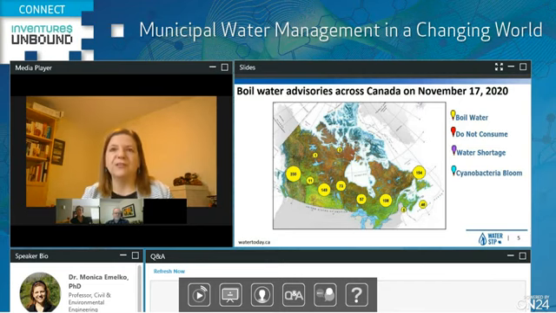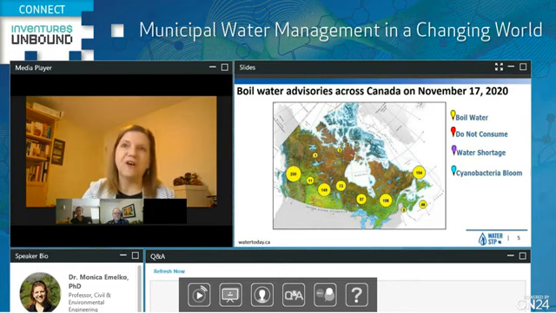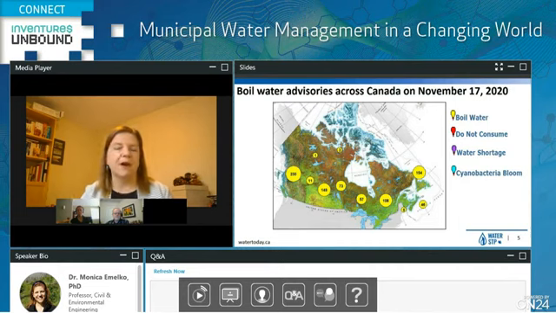And people ask frequently, you know, why do we have water advisories? Why do they occur? Why is it okay? We have boil water advisories. We have do not consume advisories. Not so much now, but in the warmer months, we have cyanobacterial blooms or algal blooms. Sometimes we have water shortages. By far, across the board now, the big issue is boil water advisories.